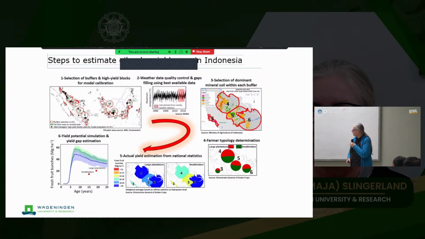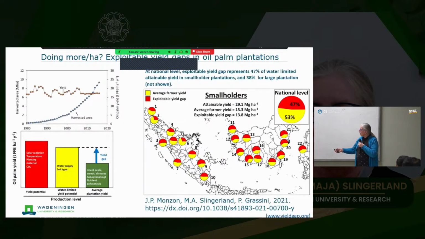So this is on cropland, on mineral soils, and with the model, what we can do, this is years and this is yield. With the model, you can see this would be the targeted yield given by the model and given the climate in those locations and the soils in those locations. And the dots here are the actual yields for smallholders and big plantations. And we do that on every location. So we end up with this map. And what you see here is that for smallholders, they reach only 53% of the yield that is possible.